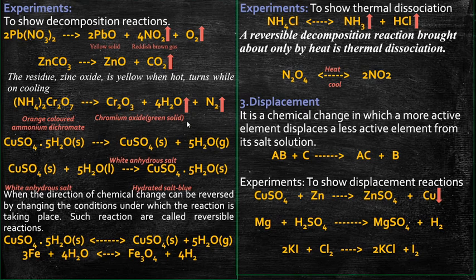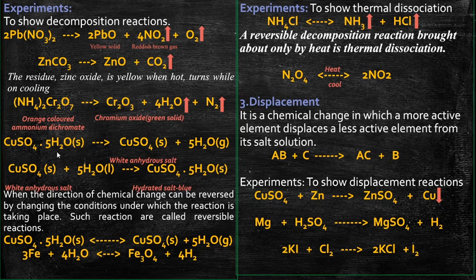water vapor. The water is formed as steam or vapor. Also, nitrogen gas is released during this reaction. Okay. Then further, the fourth one is copper sulfate, hydrated copper sulfate.